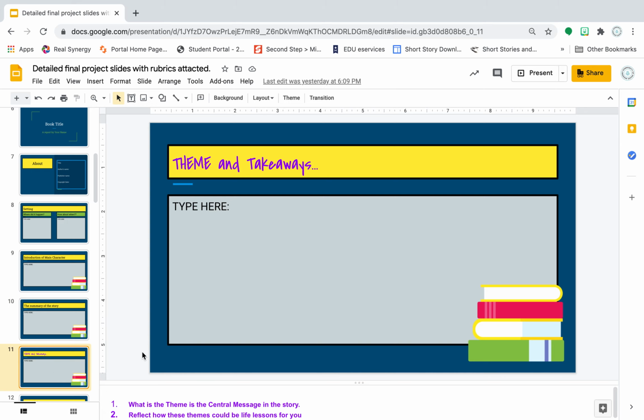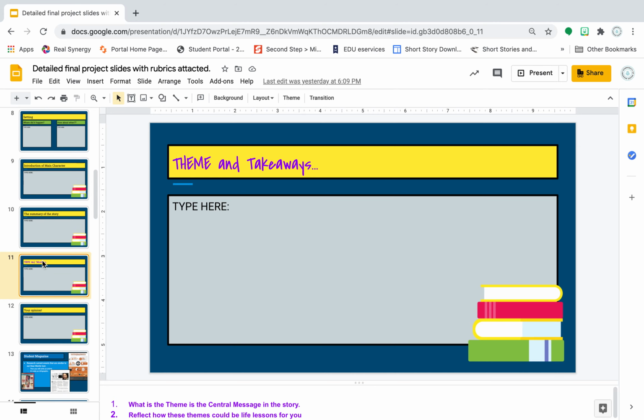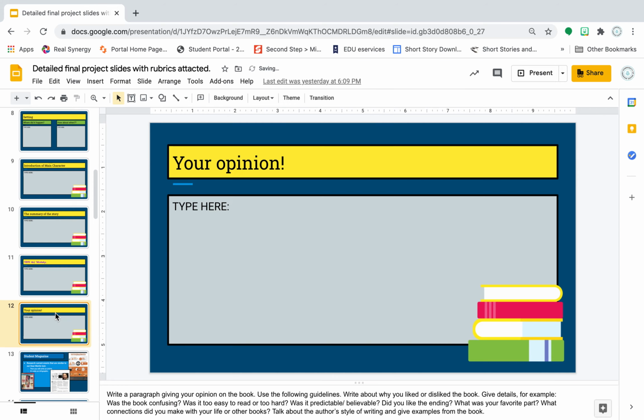Then this is your theme and takeaway. What is the central message of this book? What is the theme? What are they mostly trying to have you take away? And then I'd like you to reflect how this theme could be like a life lesson for you. How can this theme also connect to your life? And there are several examples of big central messages, but one is kind of like what we used as connecting both texts, March and Dear Martin.